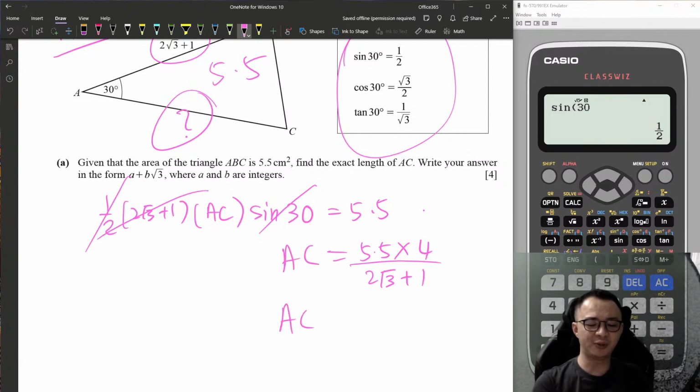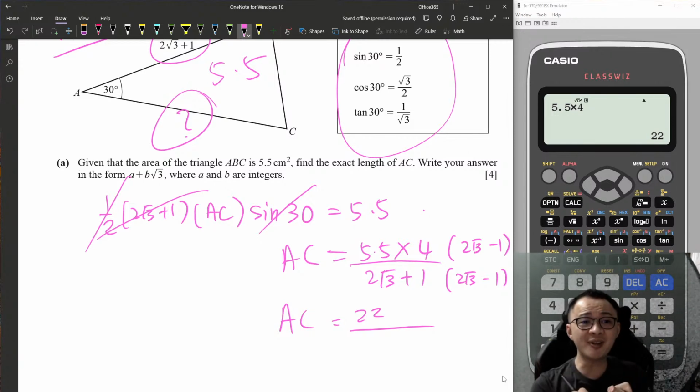Okay, definitely I need to do a rationalize. 5.5 times 4 is 22. So yeah, top is 22, bottom is this one, right? So I will multiply 2 surd 3 minus 1. I multiply 2 surd 3 minus 1. This process is called rationalize. The purpose of this process is to eliminate all the surd at the denominator.